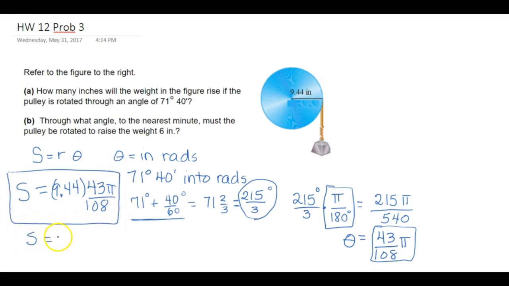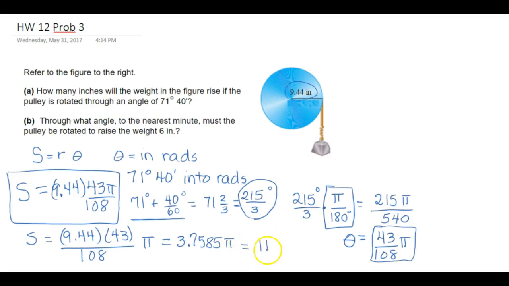If they want it in terms of pi, you're going to do all the calculations in your calculator for these numbers, and then just write pi at the end. So I'm going to go ahead and do that in terms of exact values. And that gives me 3.7585 approximately pi. So again, if they want us to round to two decimals, because they give us two decimals, then if we complete this calculation, we'll have 11.81 inches.